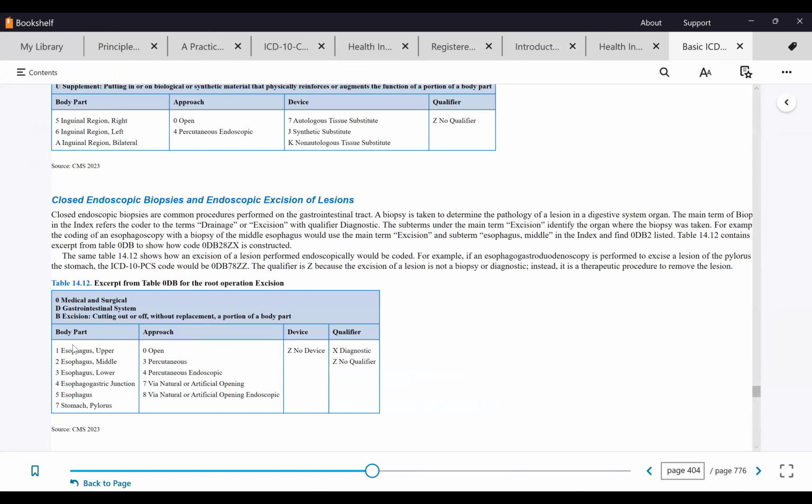And again, all these will be coming from the same table, right? So we have the first three characters right out of the gate, 0DB, it's an excision. Now we get into the body part that takes us through the fourth character. And then we have to look to see what was the approach, the device, and the qualifier.